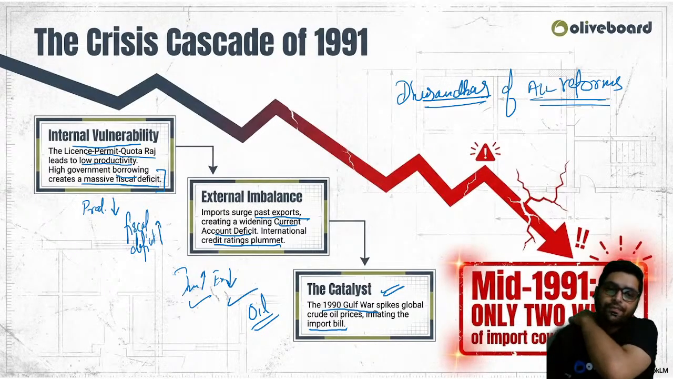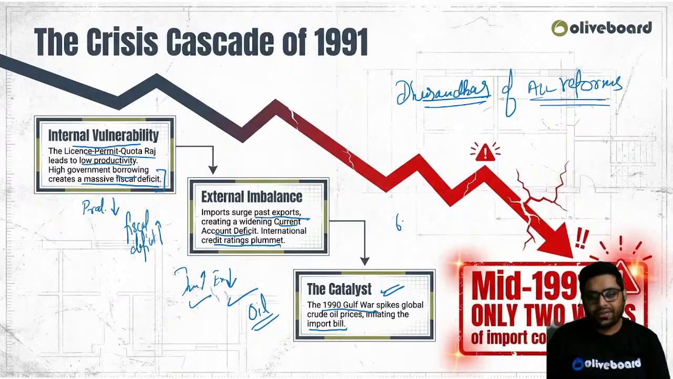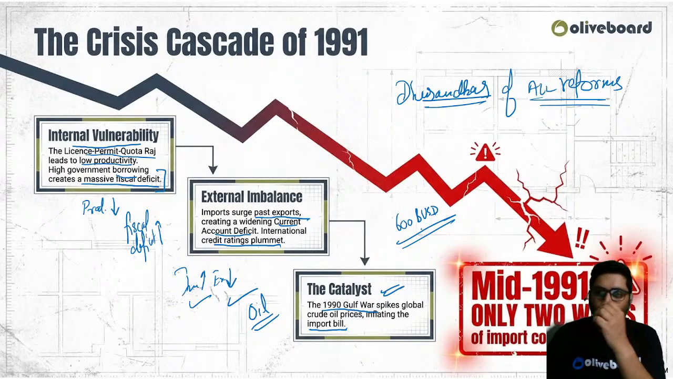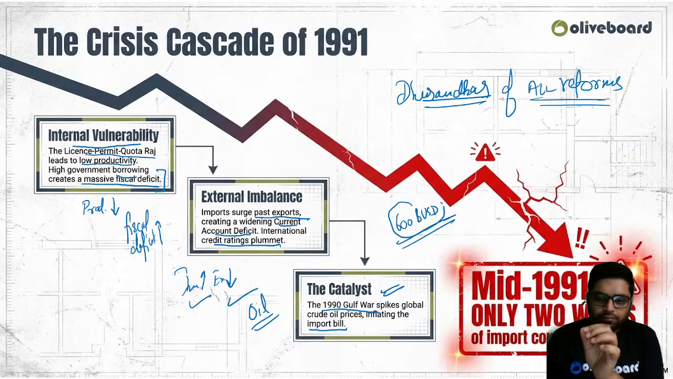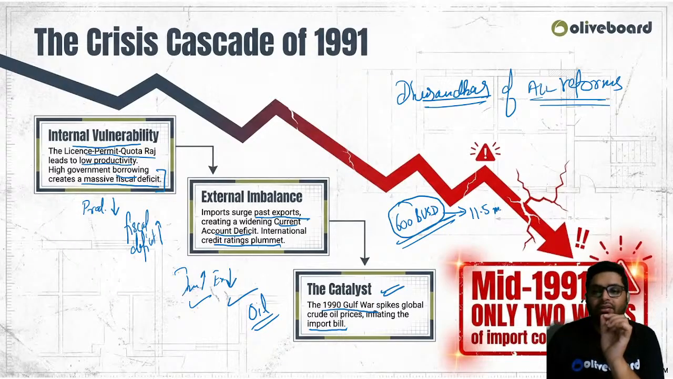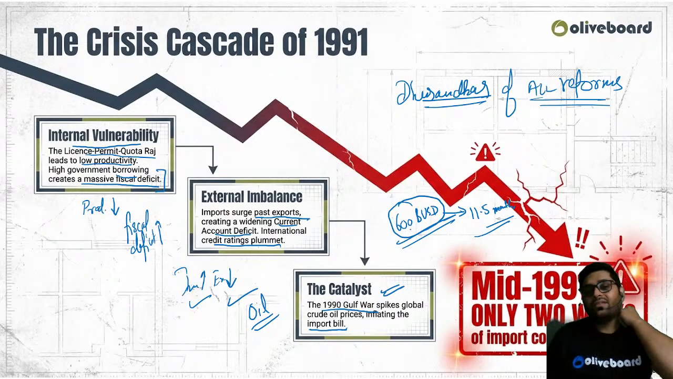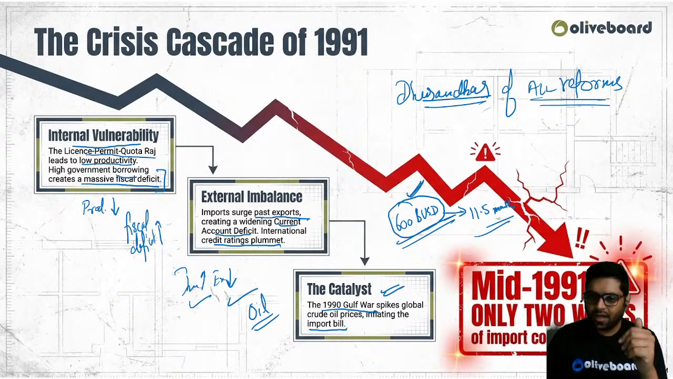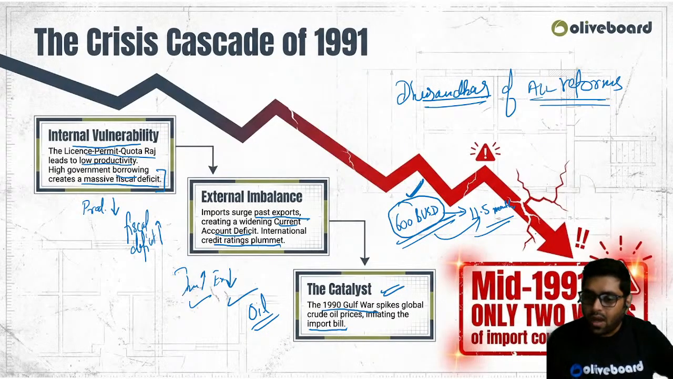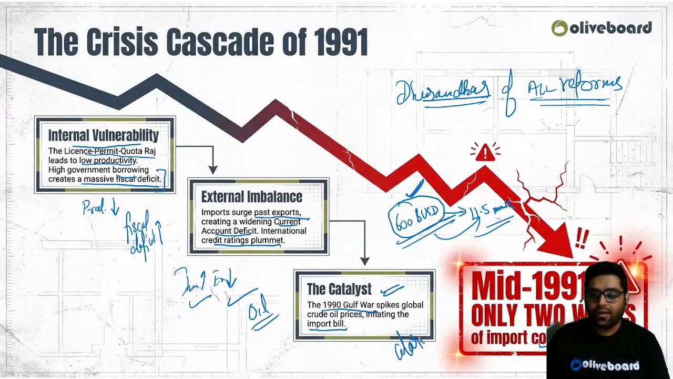Now, what is import cover? Suppose I have 600 billion US dollars of forex today. From this 600 billion US dollars, today I can import for the next 11.5 months. I mean India has approximately 600 billion US dollars. So if we start spending these dollars and import by spending this money, we can import for 11.5 months. But at that time, in 1991, only 2 weeks of import cover was left. See, such an alarming situation was there.